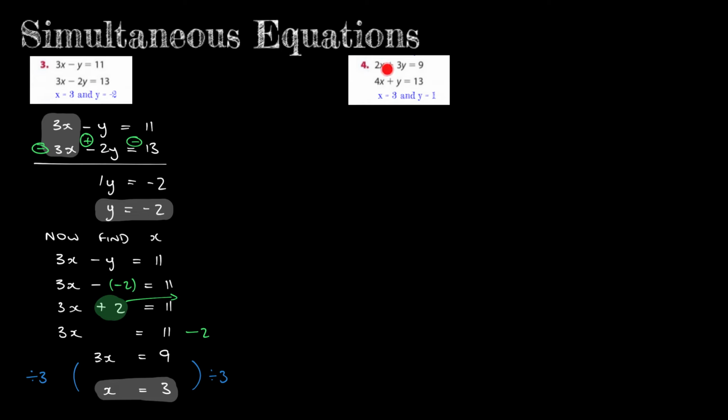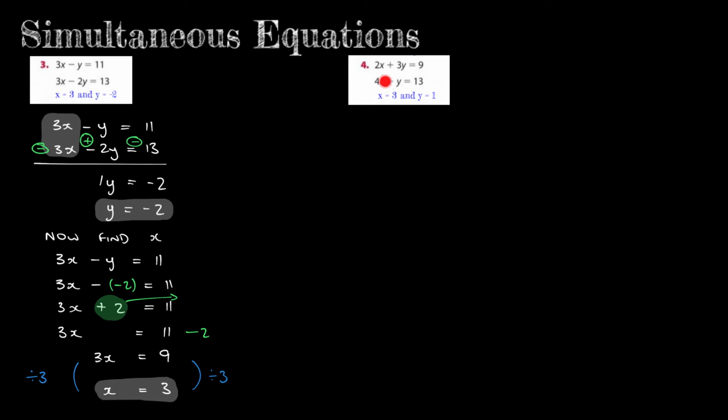So 2x plus 3y equals 9. 4x plus y equals 13. Now, this one is slightly different in that in every question I've done so far, I've either added or subtracted the equations to get rid of the x's or the y's. But in every question I did so far, I would have had 4x and 4x, or 2x and 2x. So I would have had these being the same value, or these being the same value.